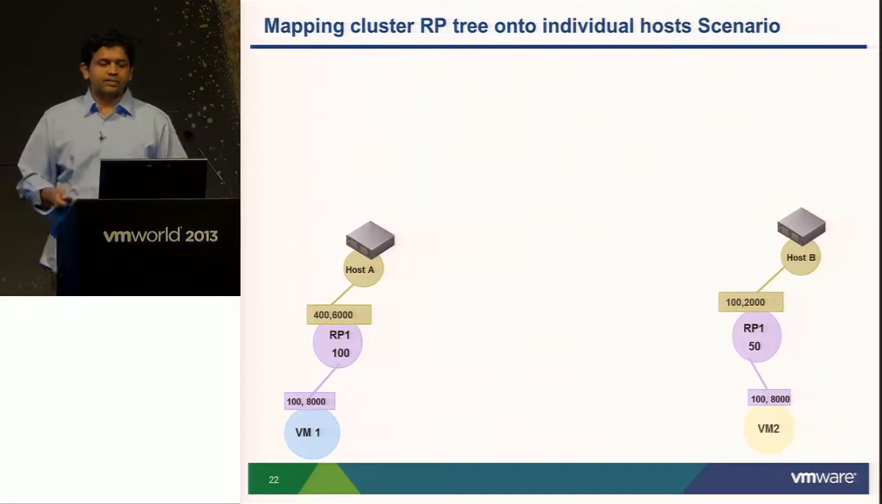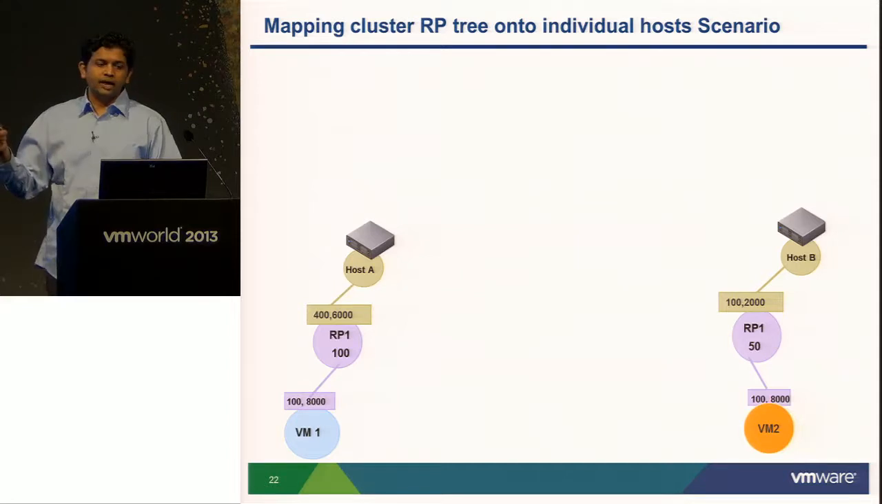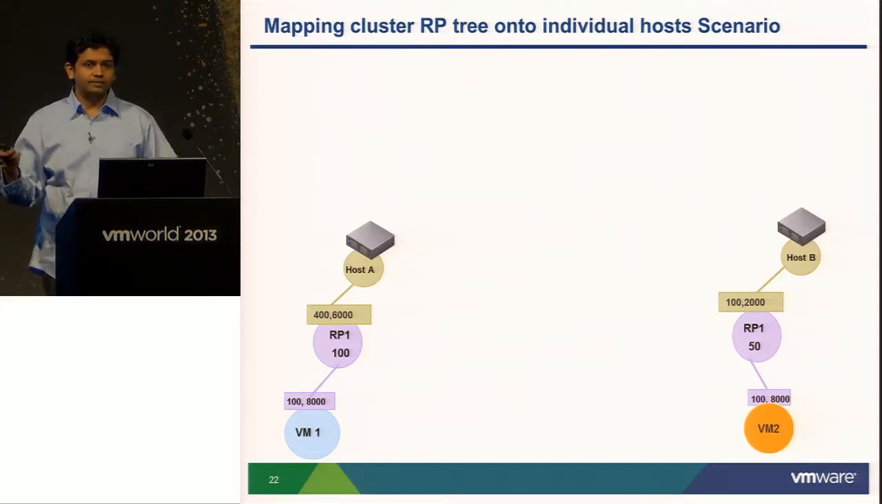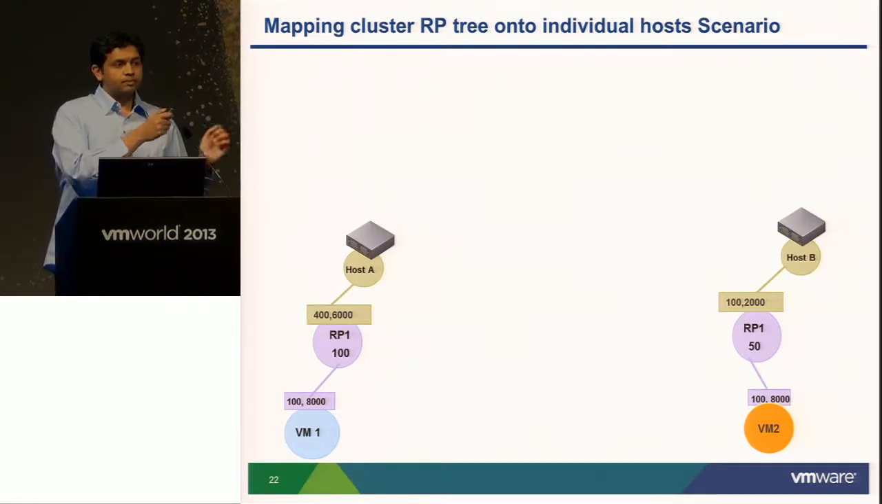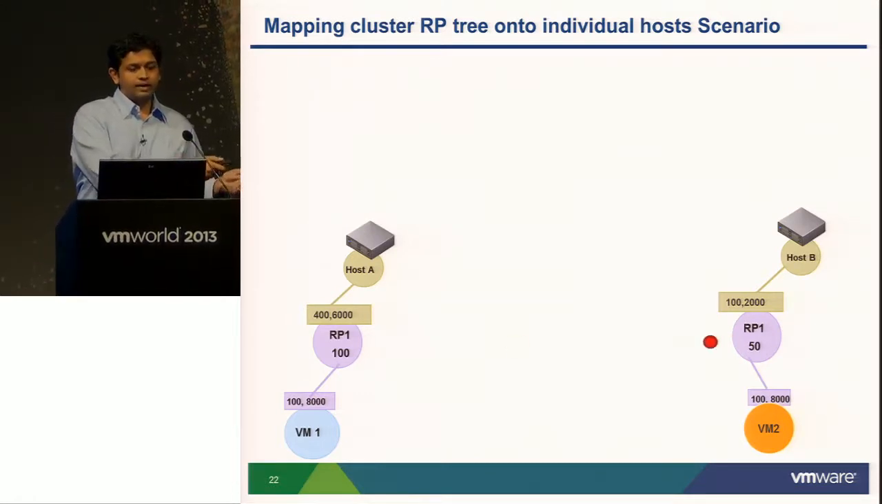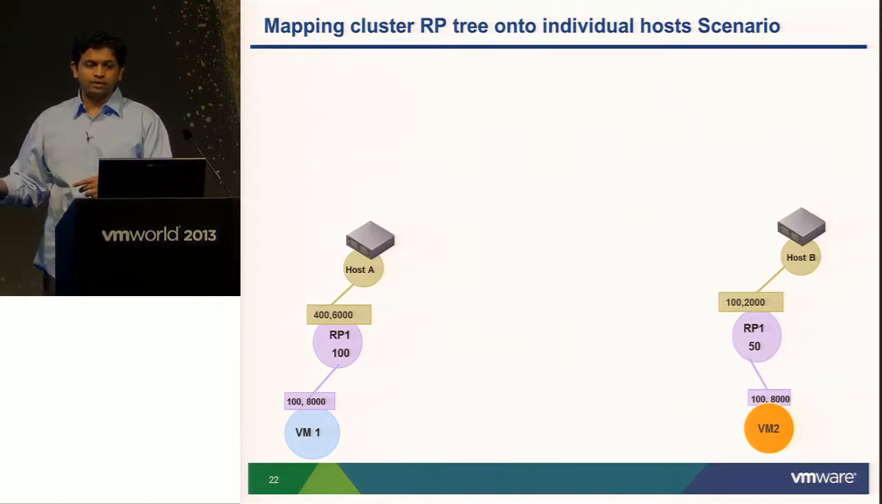So let's take the example of when VM2 increases in demand and VM1 decreases in demand. Then DRS would move resources from RP1 of host A to RP1 of host B.